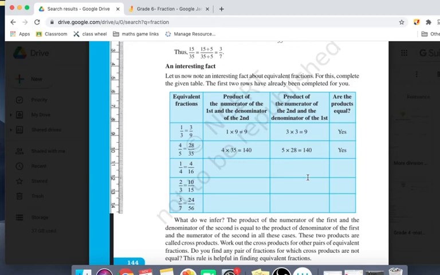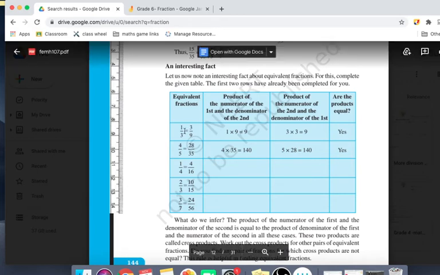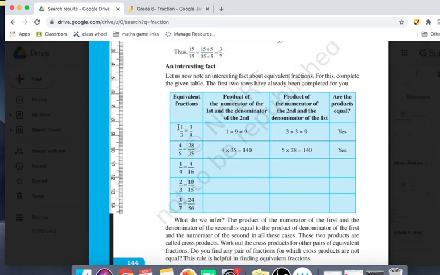If equivalent fractions, if we are finding 1 by 3 equals 3 by 9, the product of the numerator of the first and denominator of the second. So yes, if we multiply 1 into 9, we get 9. Here they are saying, if we multiply the numerator of one with the denominator of the other, and the denominator of the first with the numerator of the other, we will get the same value, right?